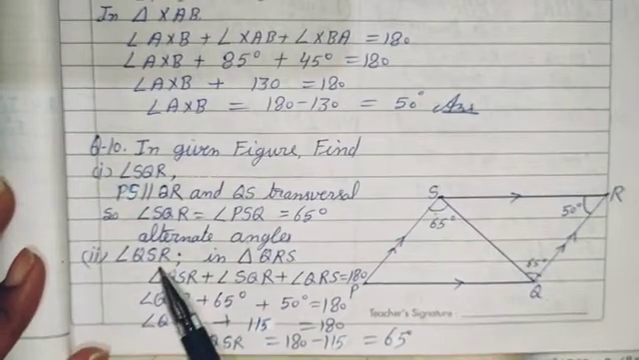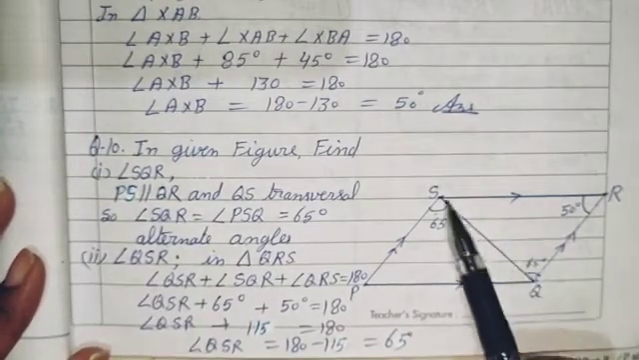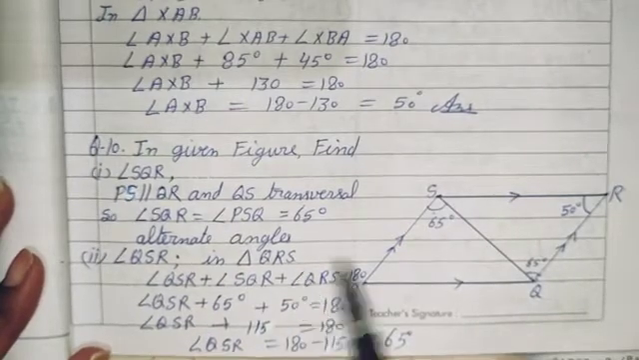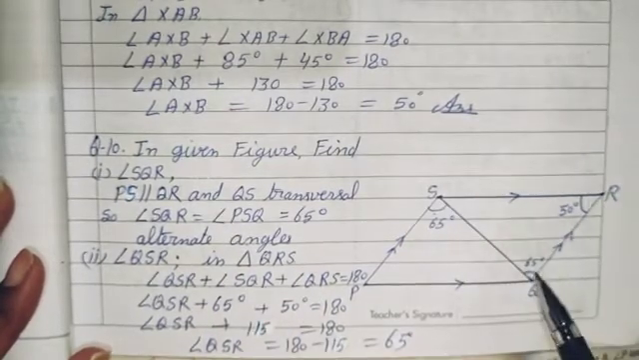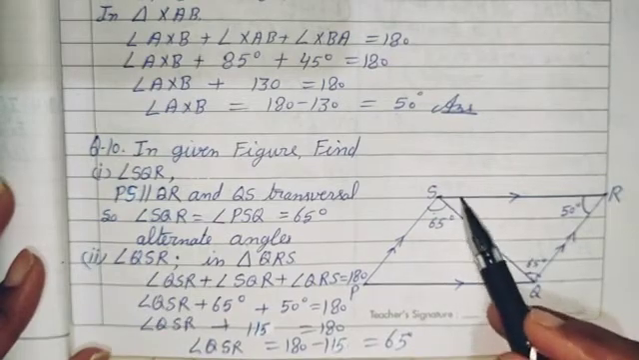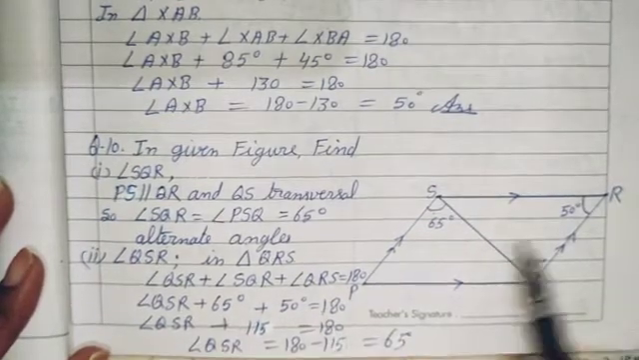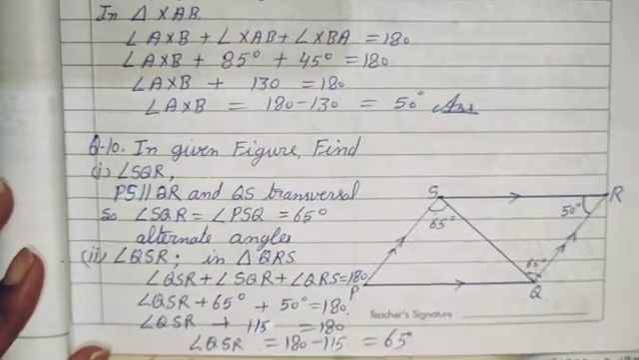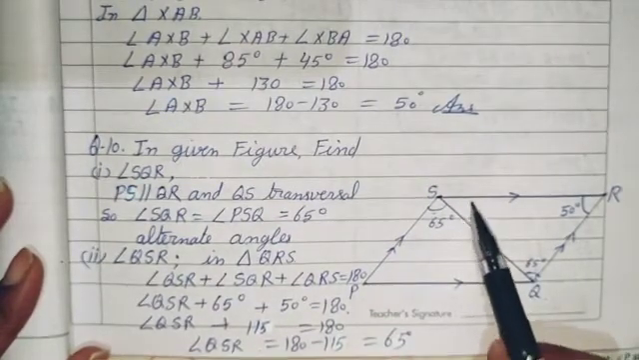In triangle QSR, we have to find the angle QSR. This angle we have to find. So in triangle QRS, since we know the value of this angle, we can find the value of this angle by the angle sum property. By adding all these three angles and putting the sum equal to 180 degrees, we find the value of QSR equals 65 degrees. This angle will be equal to 65 degrees.